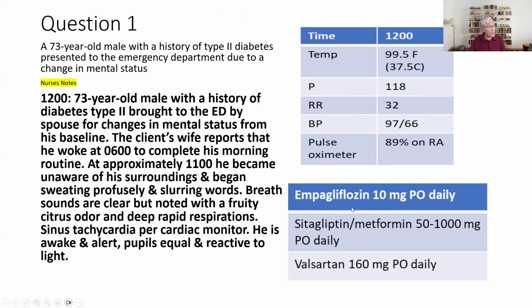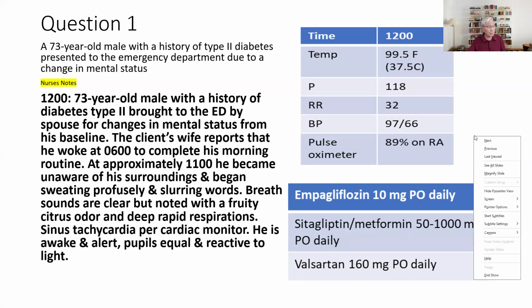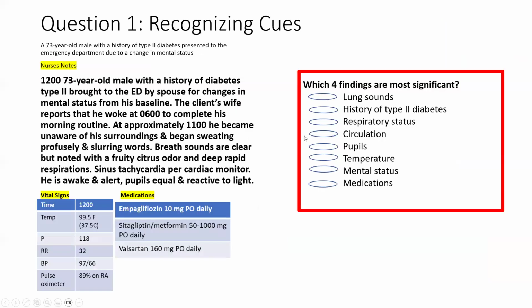And then, of course, these are the medications. He's on metformin, empagliflozin, and valsartan. So metformin means to say that he has type 2 diabetes mellitus. So let's go to the next one.